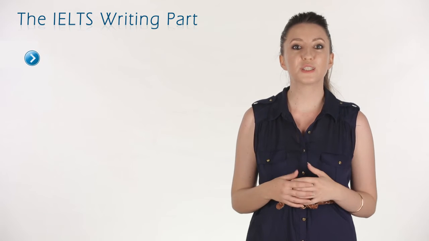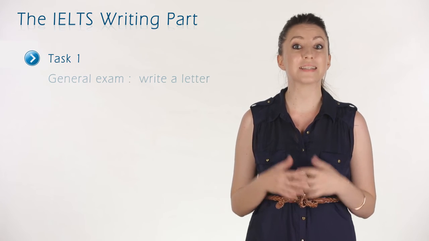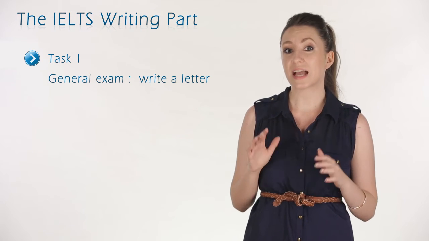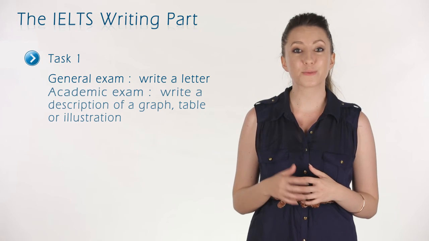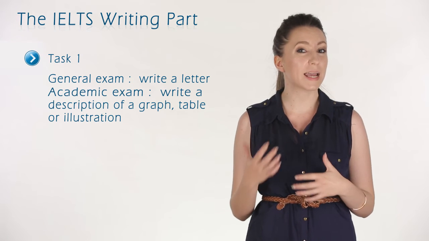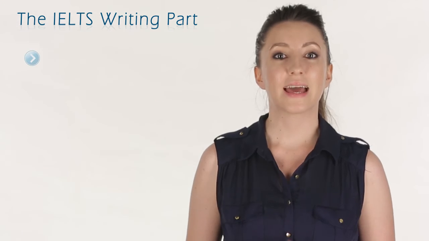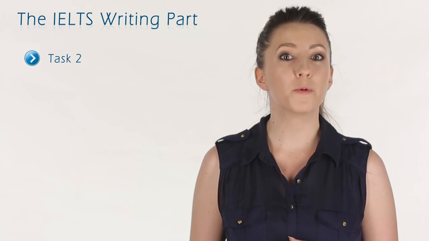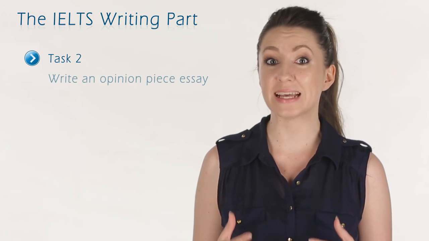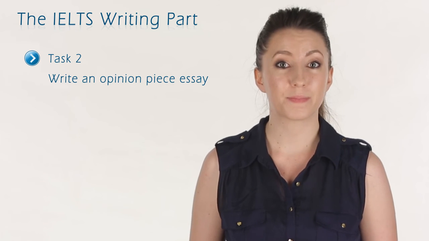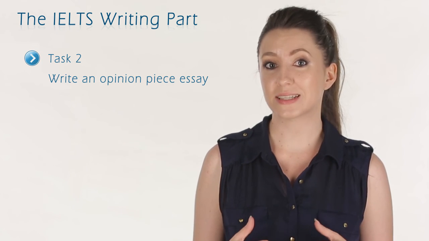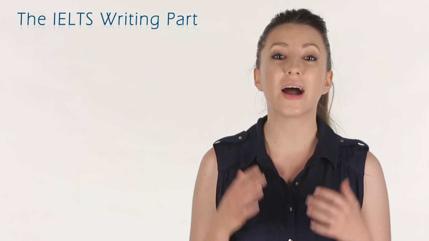The first task for the general exam will require you to write a letter, and the first task for the academic exam will require you to write a description of a graph, table, or illustration. Now, the second task for both style exams will be exactly the same. It will ask you to write an opinion piece essay on a particular topic. Now, we're going to break these 2 tasks down to really get a good look at the tiny details.